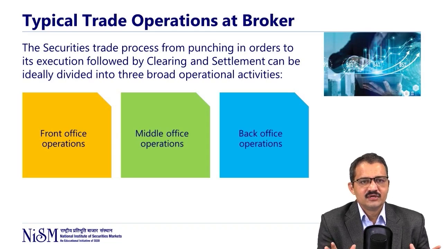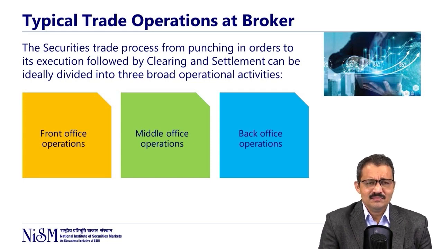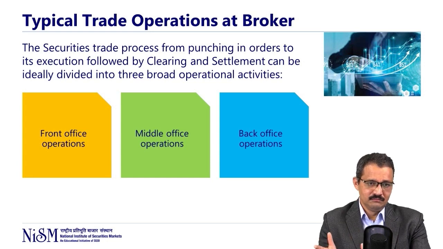Now this is basically about the trade life cycle. All these trade life cycle related operations are done at the broker end. Each broker may have different setups for doing these kinds of operations, but for simplicity, this trade operation can be segregated into three parts: front office operation, middle office operation, and back office operation.